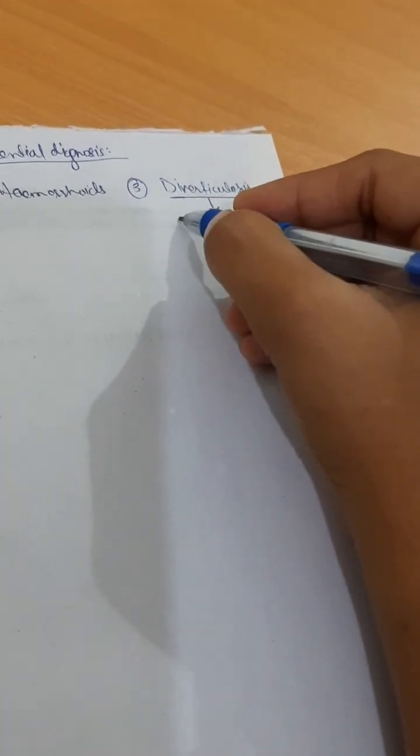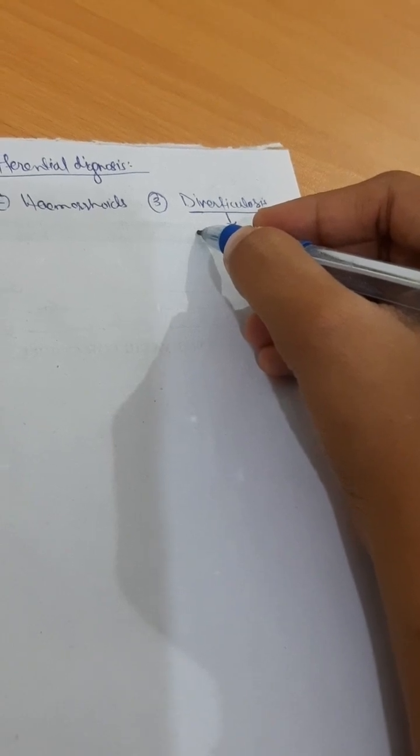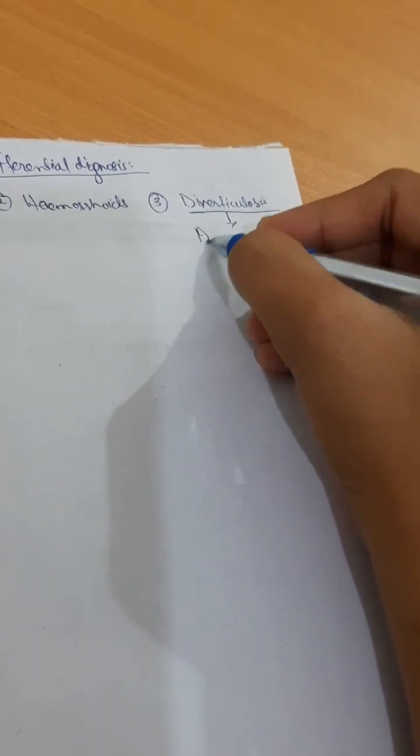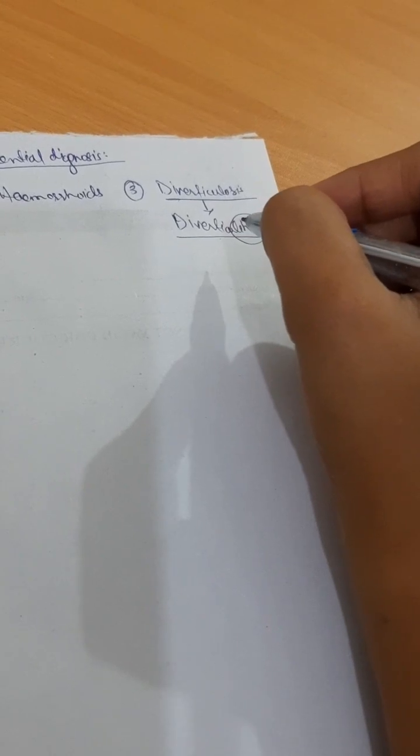And if a patient comes to you with a complaint of abdominal pain with fever and bleeding PR, it could be diverticulitis. So this one is an inflammatory condition.